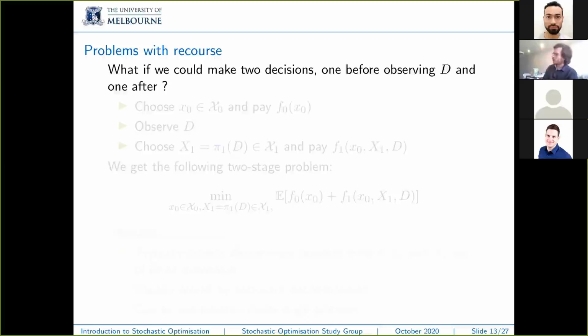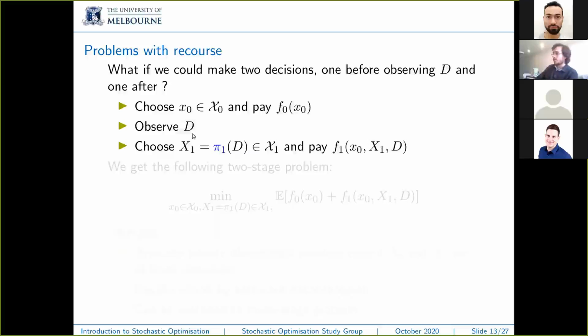So usually the process is the following: you might choose some first decision variable in this set x0 and have an associated cost. Then you might observe D. Now that you know D, you will choose your second variable as a function of D. So it will be a random variable, and you pay the associated cost.